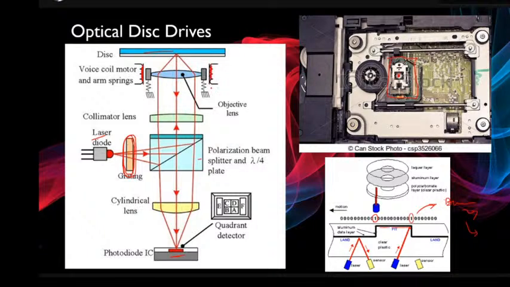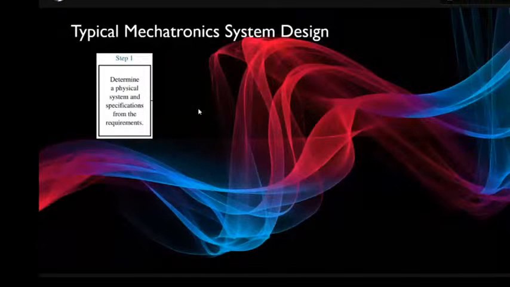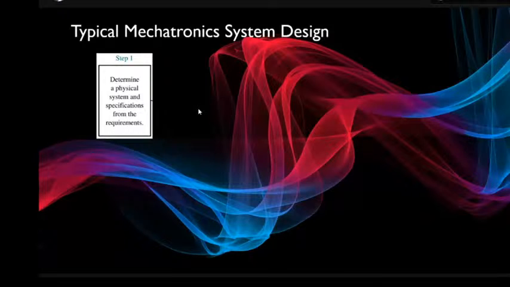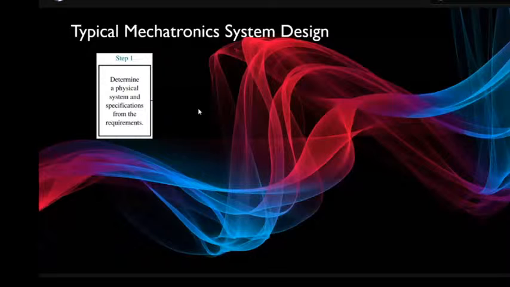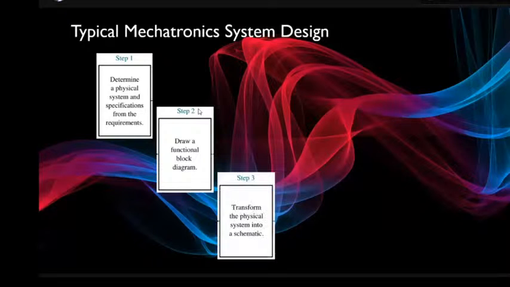Okay. So once we got this done, these are the typical steps through which we need to work whenever we are designing a mechatronics system. First is the physical system and specification. We need to define it. Then second, we need to divide that entire system into small blocks, which we did in the last few examples. Then we need to create transfer functions for it, transform the physical system into a schematic, or you can represent it in terms of equations, or many other things.